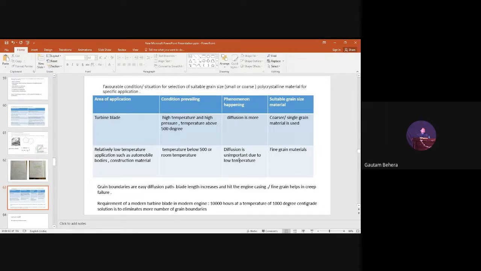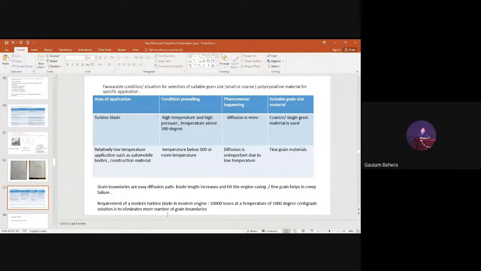If diffusion wants to happen, it happens at a particular temperature. From that temperature, if you raise the temperature, diffusion will be more and more. But below that temperature, diffusion never happens, or it is very slow. So basically, for temperatures below 500 degrees down to room temperature, diffusion is unimportant. Diffusion will not occur, or it will be very negligible. So in that condition, we can use a fine grain material. I think you understand the concept of fine grain and coarse grain materials now?